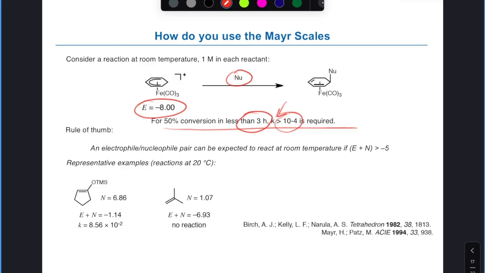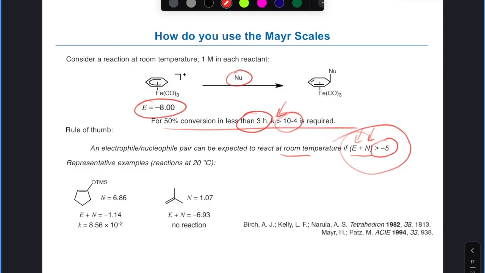Because of that, getting a reaction to run at a reasonable timeline at room temperature means your E and N values, E plus N, must be less than minus 1. That's just falling out from his equation. So if you've got that first point, remember, log k is equal to s times N plus E, and I'm assuming that my k has to be in that 10 to the minus 4 kind of magnitude, it means that that term, E plus N, must be in this minus 5 kind of region for it to make sense.